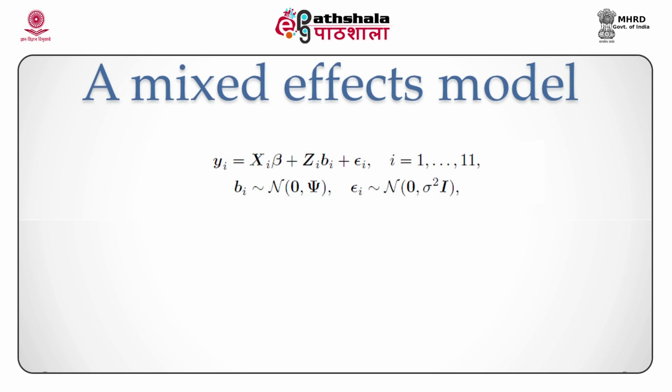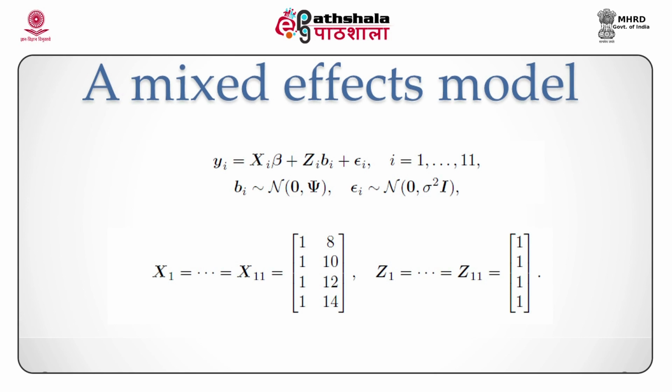Epsilon i are the errors, and these are, as is standard, assumed to be normally distributed with mean 0 and variance sigma squared I. The bi's and epsilon i's are independent. x1 to x11 are the design matrices corresponding to the fixed effects, and z1 to z11 are the design matrices corresponding to the random effects. If we fit a model which only has a random intercept, for example, then z1 to z11 are all given by this column of 1s.